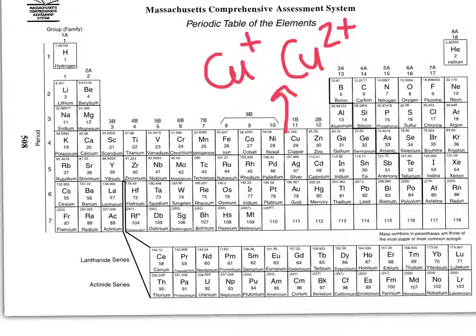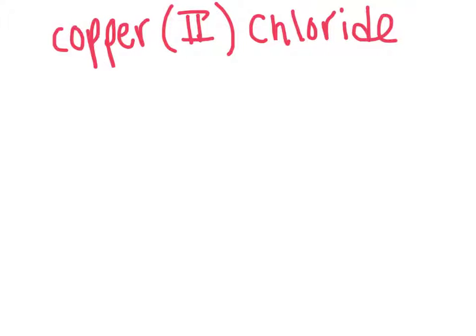So the reason that we care about this is because we just learned that we can look at the charges to figure out the ionic compound. So when you have an element that has more than one charge, you actually need to specify its charge in the name. And so that's what we're going to learn how to do. So the skill I'm looking for you to have is if I give you a name like copper 2 chloride, can you write the chemical formula for it?